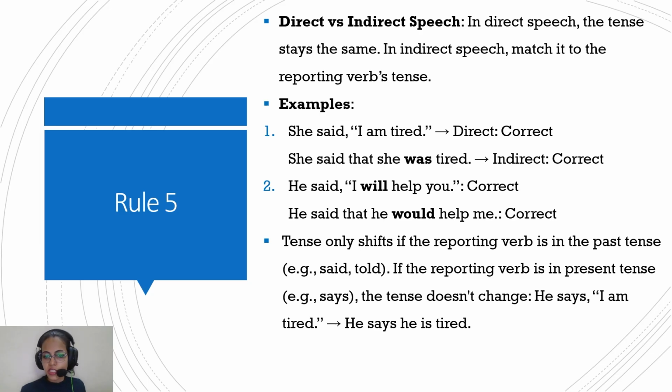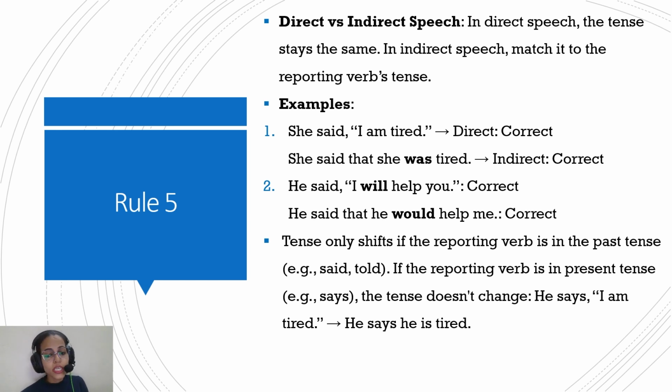He said, I will help you. In the direct speech, it is fine. You can just quote unquote copy the statement. But in indirect speech, he said that he would help me. When the reporting verb said is in past, the other verb will also change. Will becomes would in the indirect or reported speech.